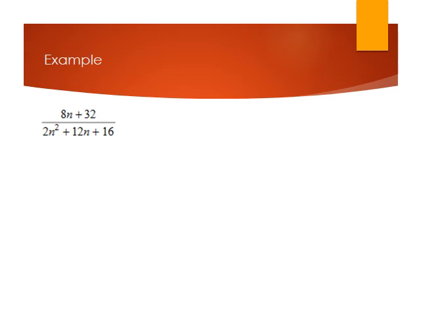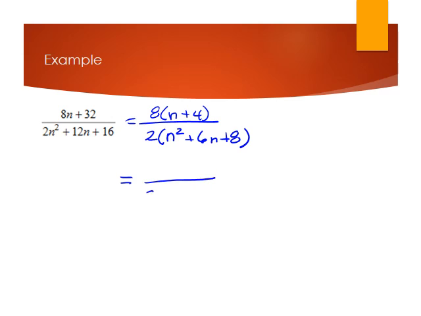Last example, let's factor an 8 out of the top. So I get 8 times n plus 4. Out of the bottom, I'm going to factor out a 2. So I get 2 times n squared plus 6n plus 8. And then I need factors of 8 that multiply to 8 and add to 6, because I can still factor the trinomial. So it's going to be 2 times n plus 4 and n plus 2.